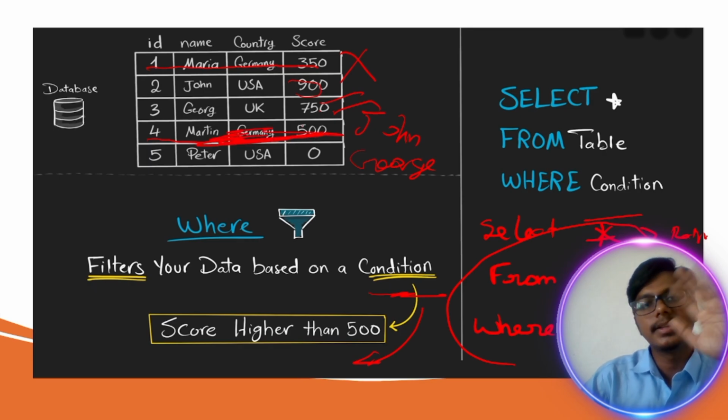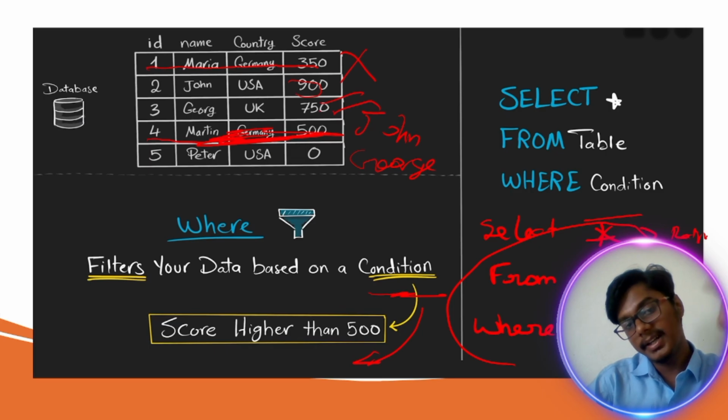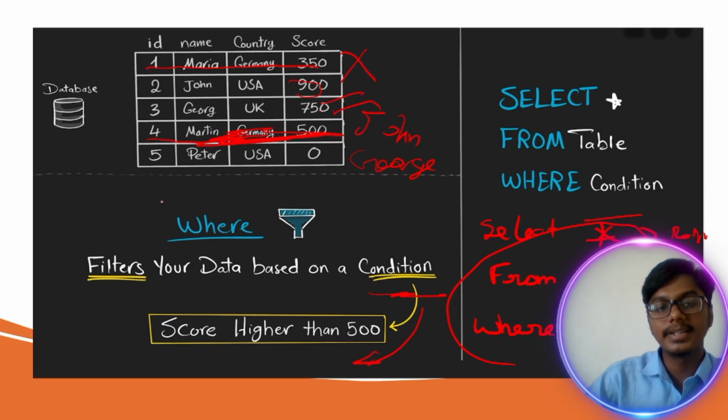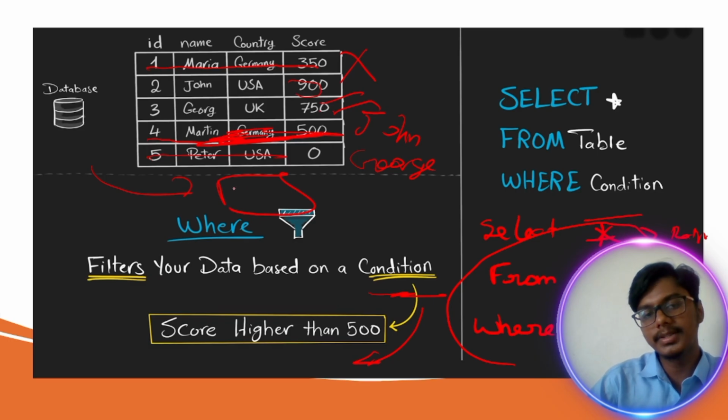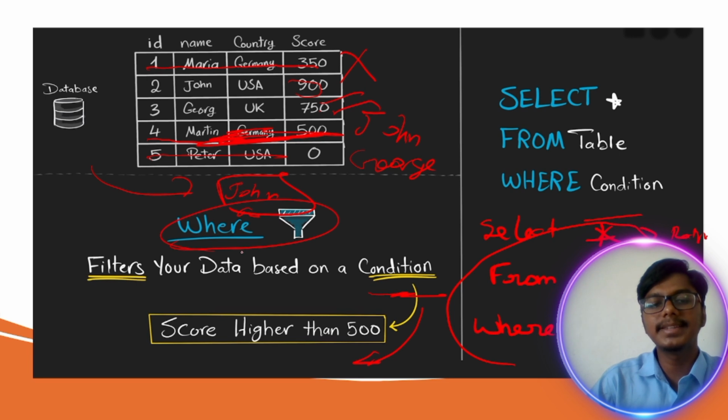Later the query language doesn't stop. It gets into the next row and checks whether Peter's score is greater than 500. No, his score is very low, so I don't want this. So the database sends the result in tabular form, and the output is John and George. That's the basic intuition of this WHERE condition.